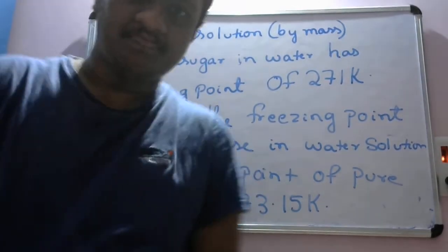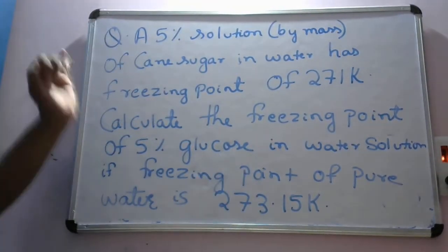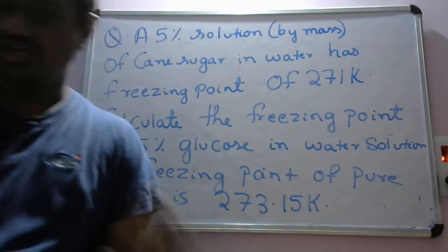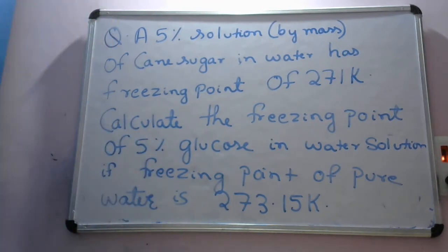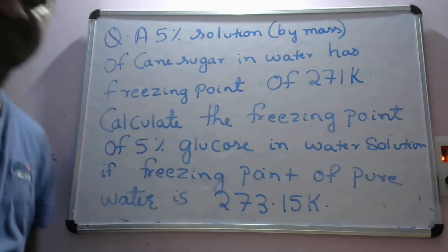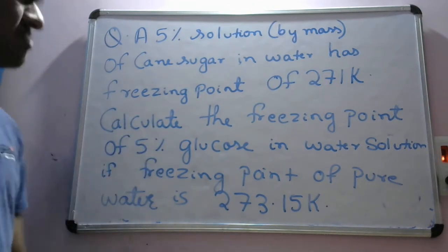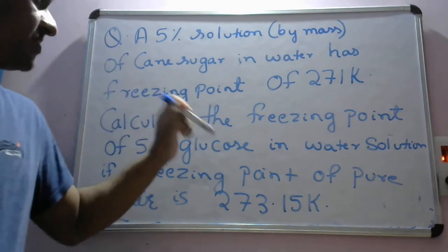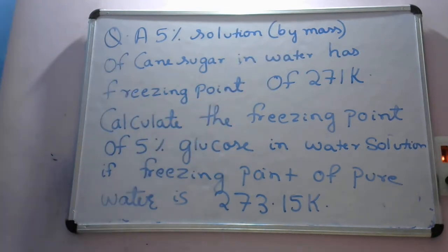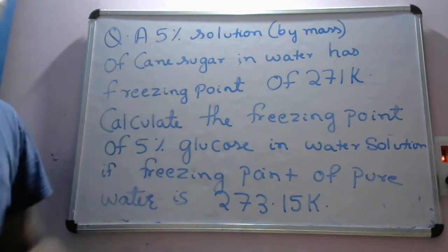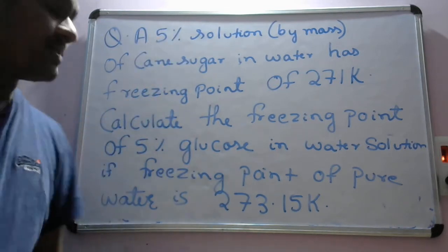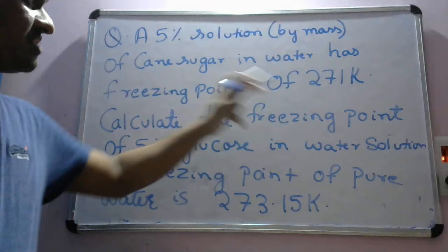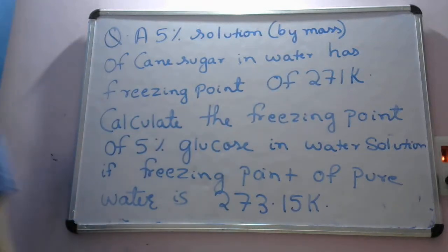Hello students. So we will discuss some more questions based on the chapter solutions, NCERT question. Let us see this question. We have a 5% solution by mass of cane sugar in water. We have taken a 5% solution of cane sugar in water and that solution has freezing point 271 Kelvin.